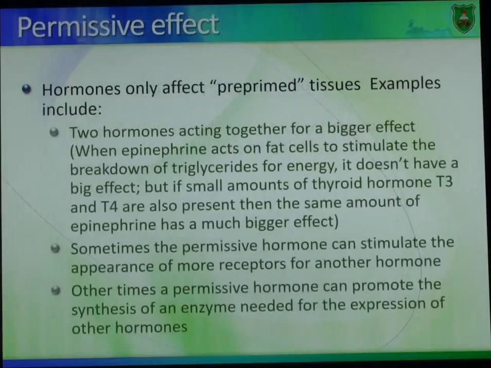Okay, so we have the permissive effect. What we mean by permissive effect is that you need a hormone that can prime, that can prepare the organ for another hormone. Or you can have hormones that can function together, inducing or amplifying the effect. So examples include epinephrine and the thyroid hormone.